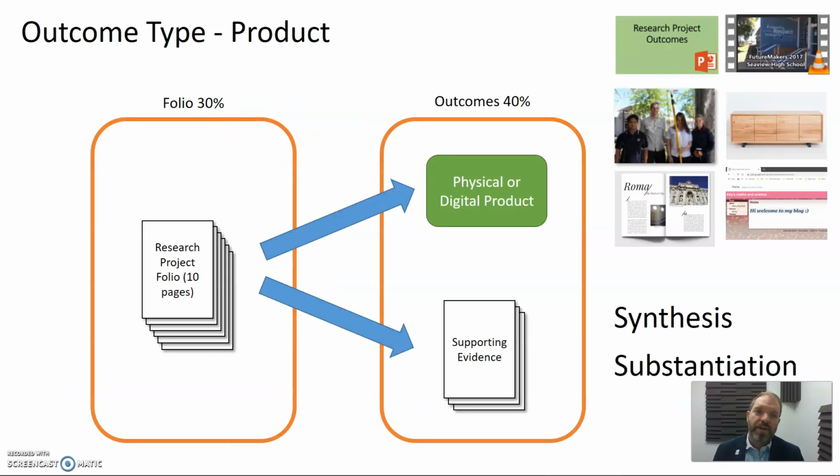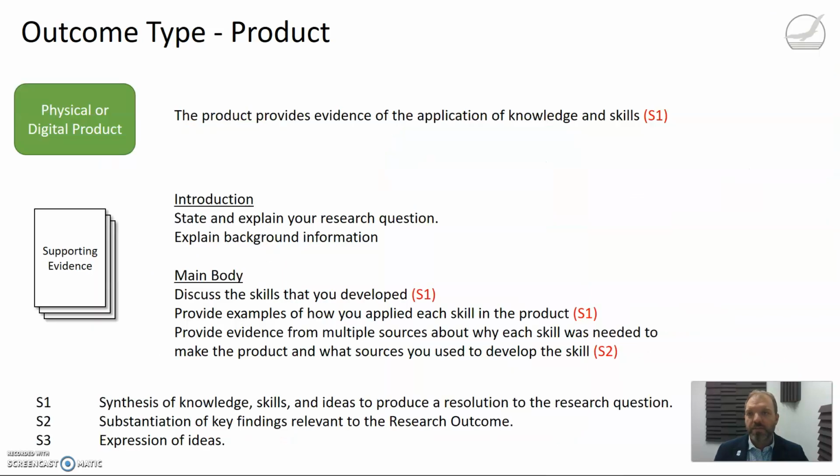For the product type of outcome, your research is then driving you to make some sort of physical or digital product by applying skills that you've learned in your research, but you still need to provide some supporting evidence. This is because the physical or digital product gives evidence of synthesis and some sort of ideas that you brought together or skills that you brought together in order to make that product. But it's also really useful to provide some written substantiation, some supporting evidence that can back that up. So that might look a little bit like this.